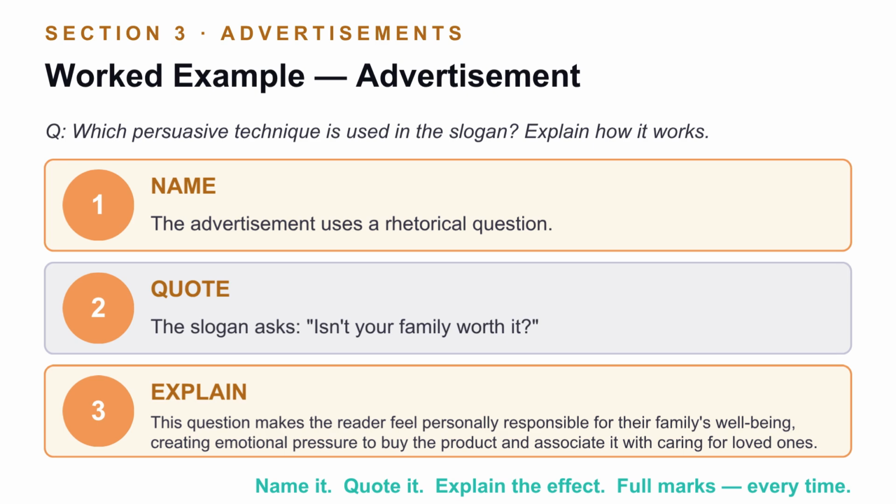Step number 2, quote the evidence. The slogan asks, isn't your family worth it? Step number 3, explain the effect. This question makes the reader feel personally responsible for their family's well-being, which creates emotional pressure to buy the product and associate it with caring for loved ones. Name it, quote it, explain the effect. That is full marks on a technique question every time.